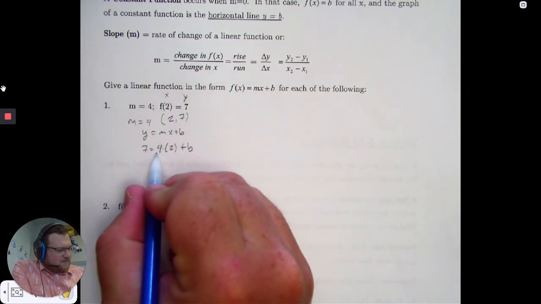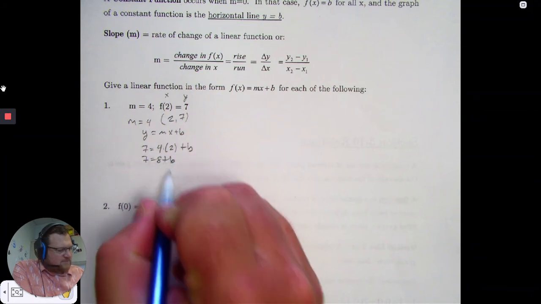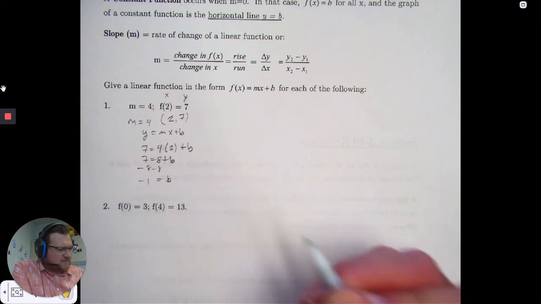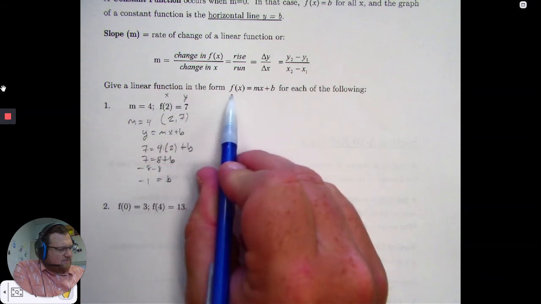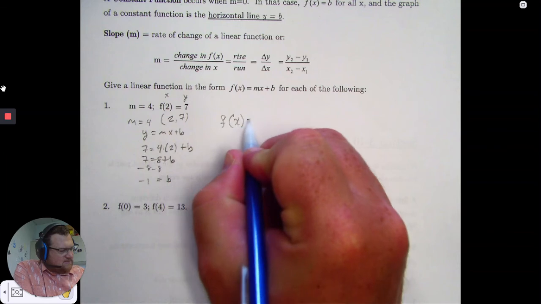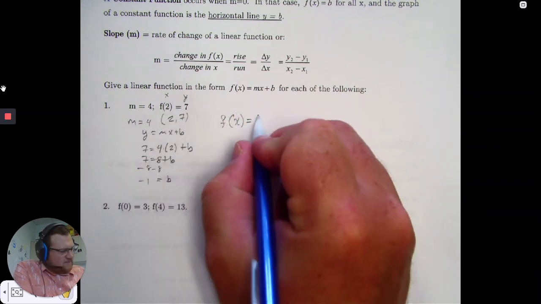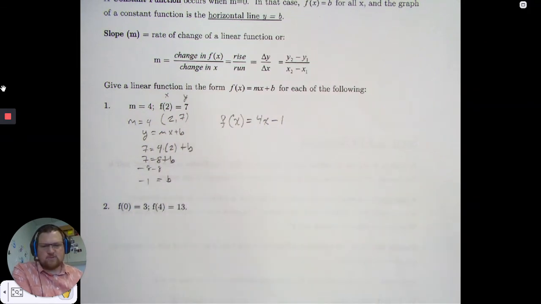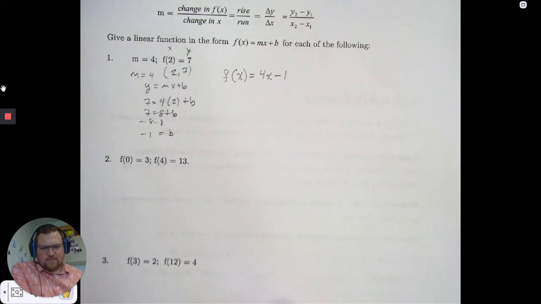So 7 equals 4 times 2 plus b. So 7 equals 8 plus b. Subtract 8 from both sides, and that gives us b equals -1. My answer says give the linear function in the form f of x equals mx plus b. So f of x equals, we're given our slope is 4, so this is going to be 4x, and then our y-intercept is b, so -1. Okay, on to the next problem.